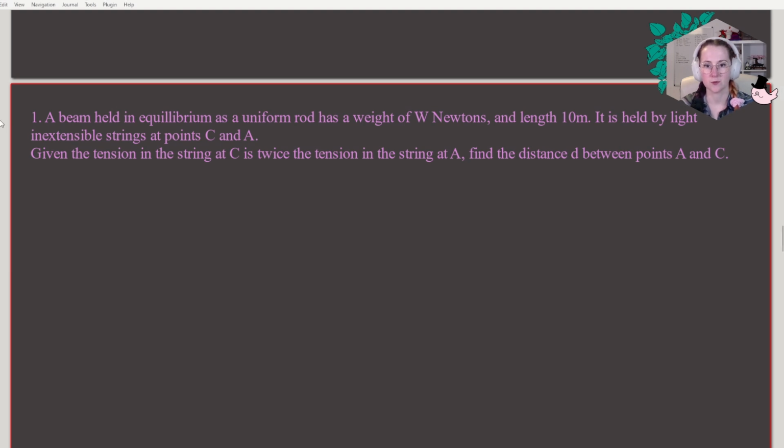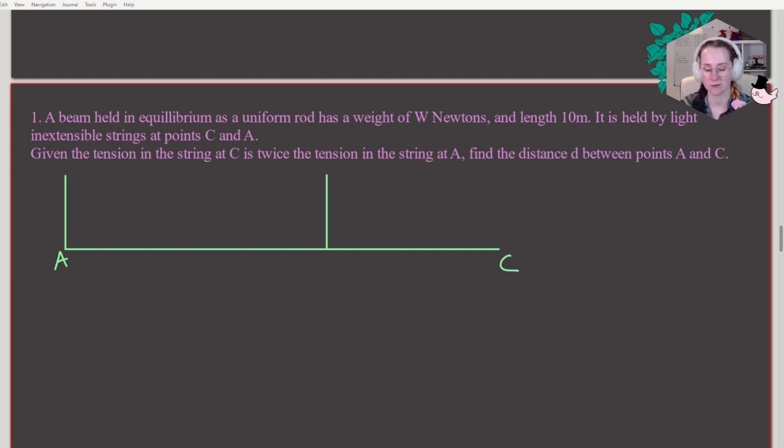So first things first, whenever I do a question, I draw it. So let's draw some things. It would help if I specified the beam. So here is our point A. Here is our point B, our beam. The audio is cutting out, that is annoying. So we have our beam AB, and we have our point C partway along it.